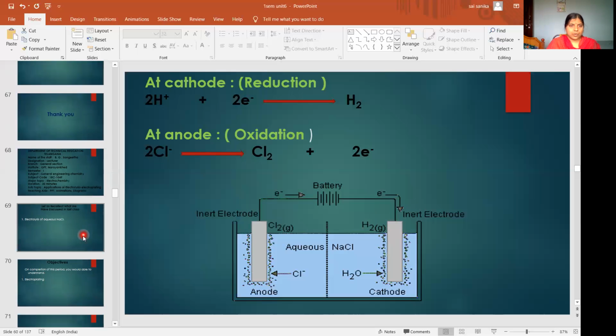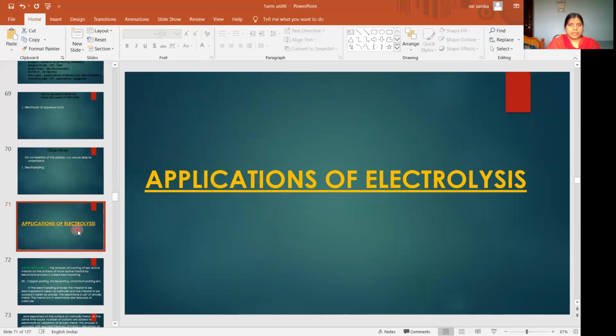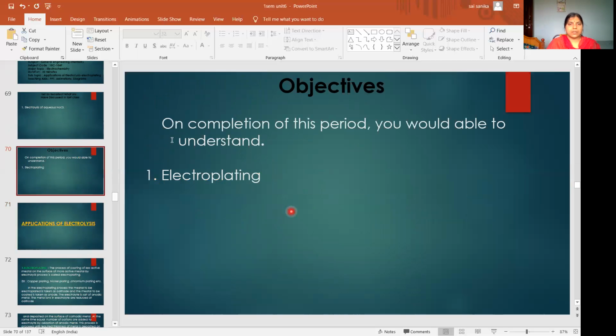The next topic today is applications of electrolysis. In that, we are going to study electroplating today. Here we have two applications, that is electroplating and electrolytic refining. Today we are going to discuss electroplating. What are the objectives? On completion of this period, you will be able to understand the total electroplating process.